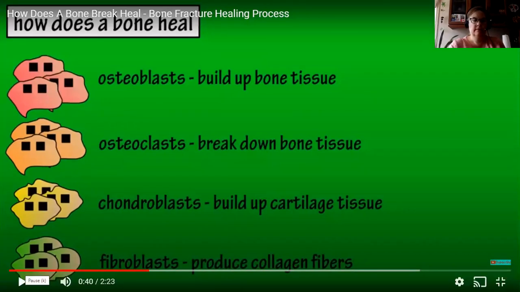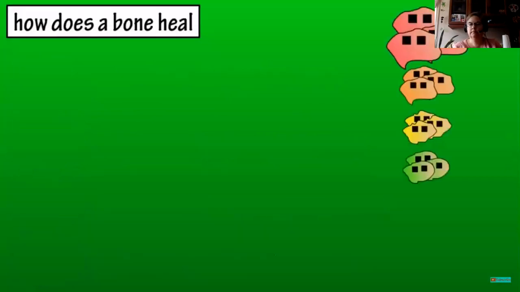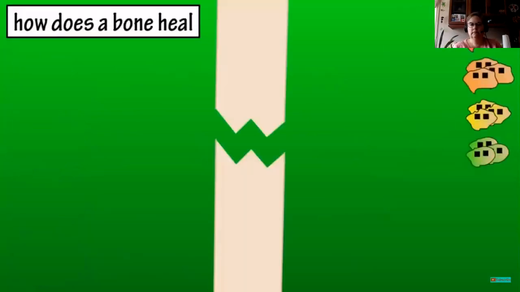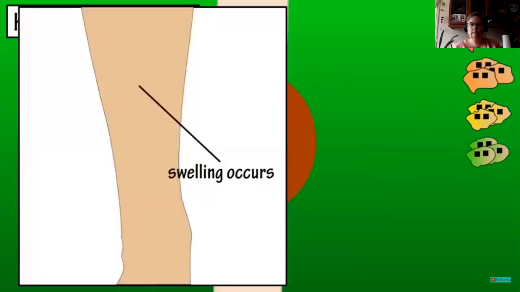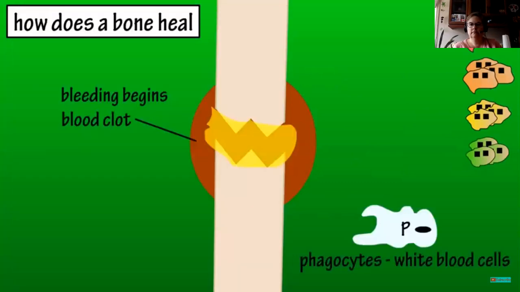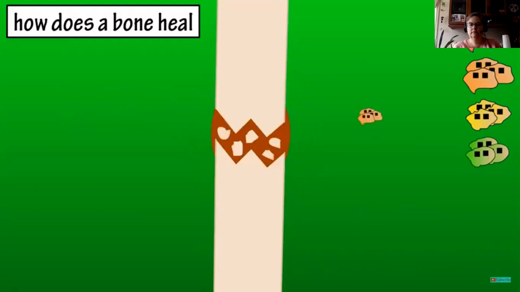These cells play important roles in the healing process. So let's say a bone breaks. We're going to assume it's well aligned. When the bone breaks, so do the blood vessels running down the bone. So the first thing that's going to happen is bleeding, which will lead to a blood clot being formed. The area will also swell up. Next, phagocytes, which are white blood cells, will come in and help clean up the area by removing dead cells and any germs that may have entered the area. As the blood clot reduces, osteoclasts appear and take care of dead bone fragments.